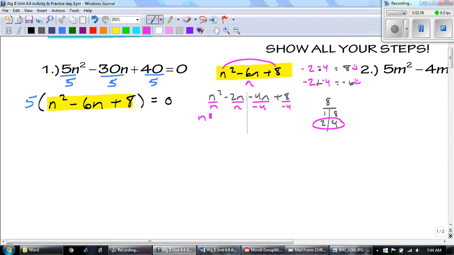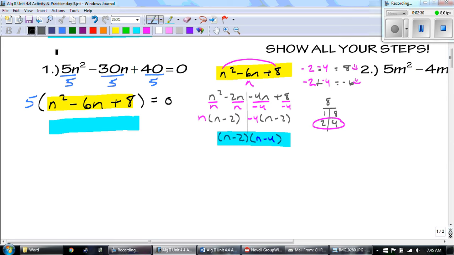Okay, the n comes out front, and I'm left with n minus 2. Once again, the negative 4 comes out front, and I'm left with n minus 2. And then my two binomials are n minus 2 and n minus 4. So this right here, I'm going to use a different color real quick, is what we bring back over to here. Okay, so that 5 stays out front, and then I've got n minus 2, n minus 4 equal to 0.